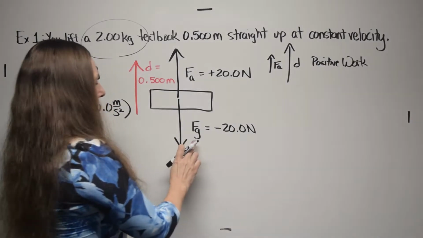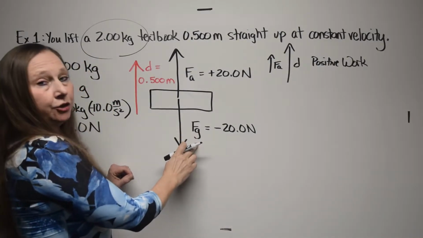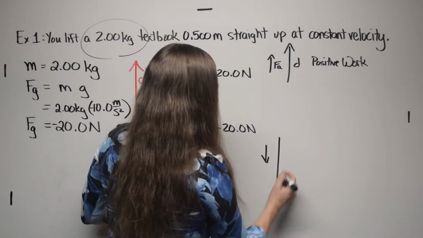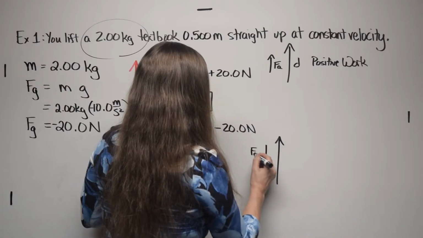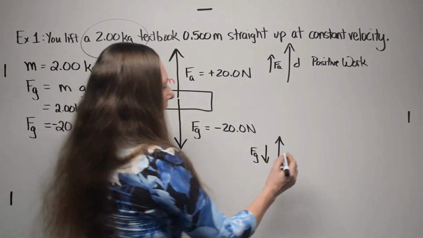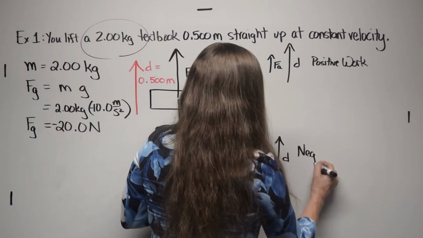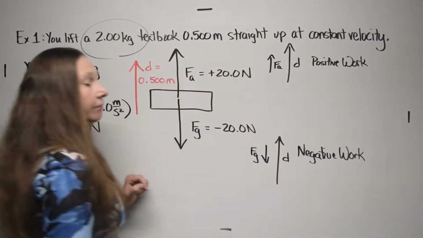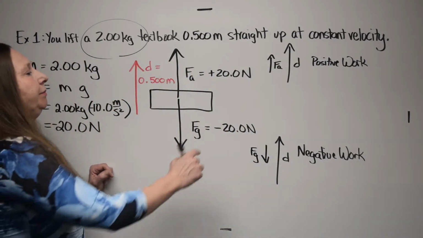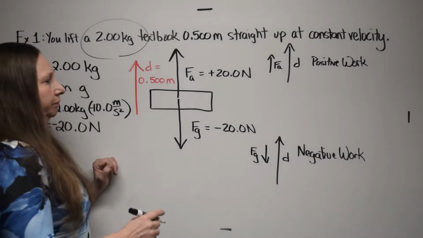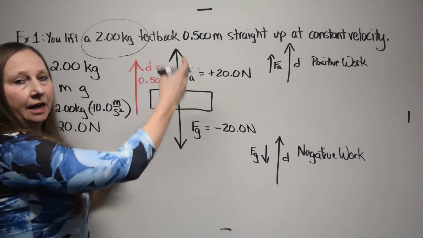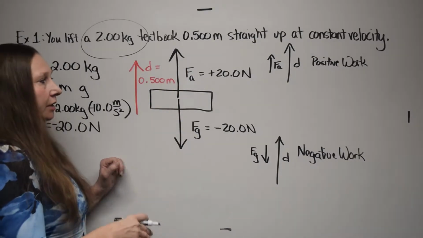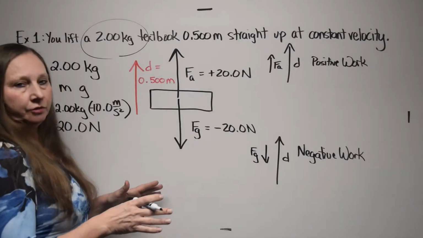All right, and the gravitational force is down. And the displacement is up. All right, Fg is down. The displacement is up. So that means that the gravitational force is doing negative work. All right, now keep in mind that the net force here is 0. All right, if you calculate the net force vertically here, the net force is 0. Positive 20 plus negative 20 is a net force of 0.